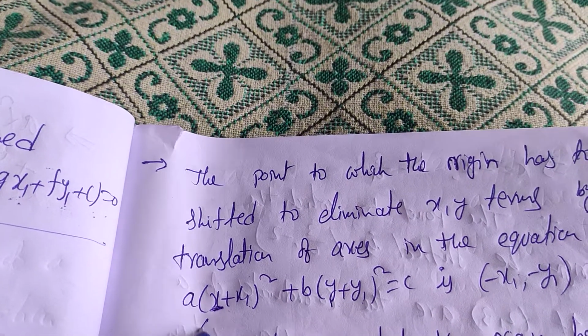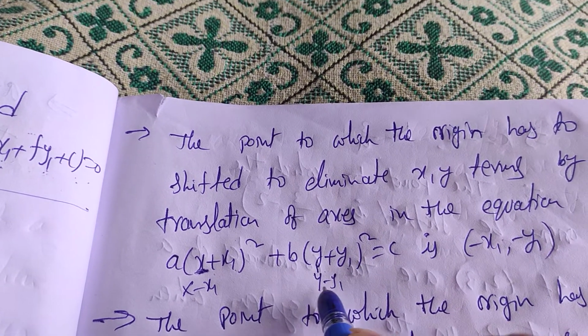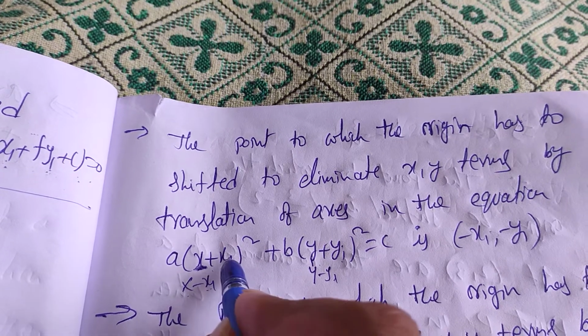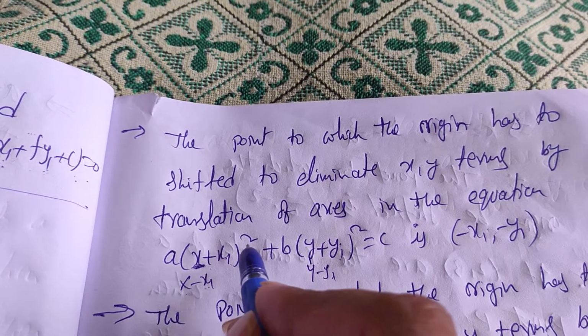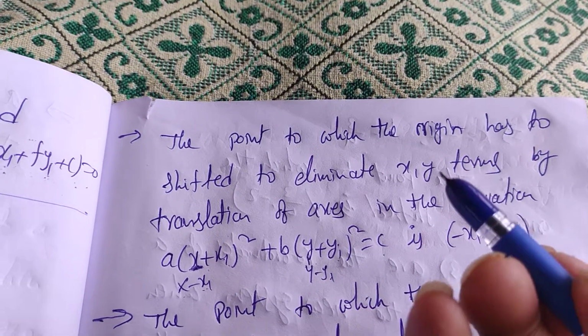That means x becomes capital X minus x1, and y becomes capital Y minus y1. So in the place of x, minus x1 plus x1, these two cancel. So we have ax square plus by square is equal to c only. There are no x, y terms.